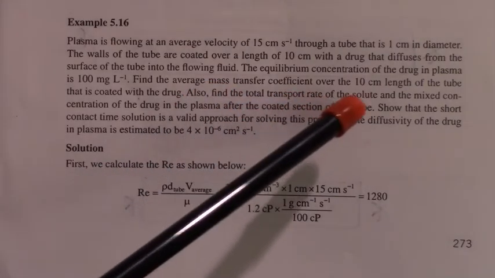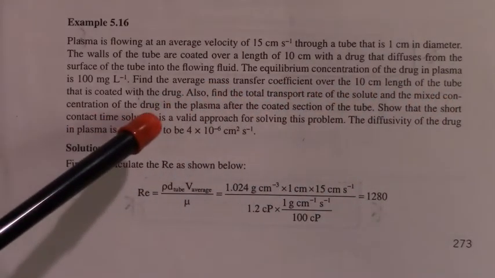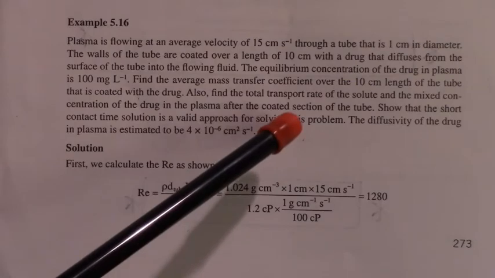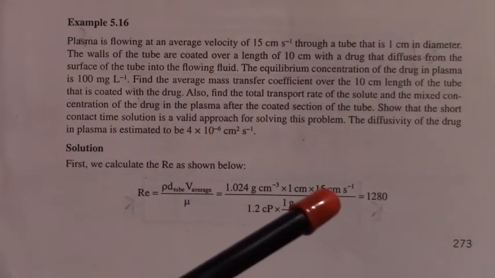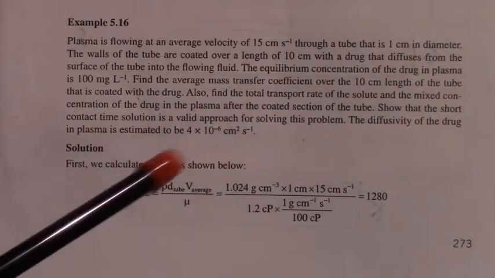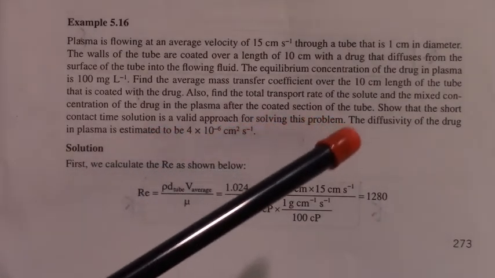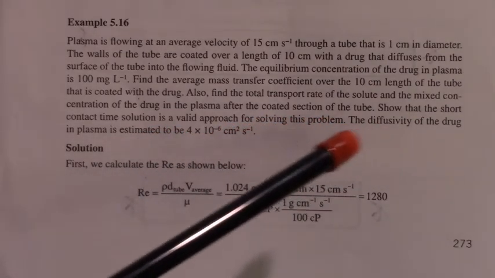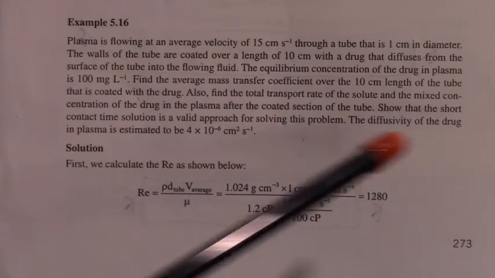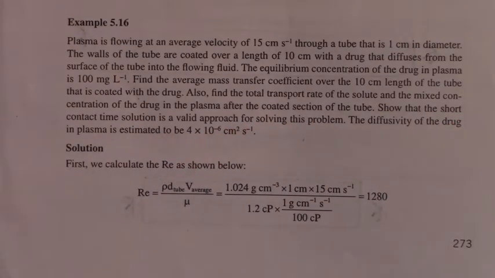Also find the total transport rate of the solute and the mixed concentration of the drug in the plasma after the coated section of the tube. Show that the short contact time solution is a valid approach for solving this problem, and then we're given the diffusivity of the drug in the plasma.